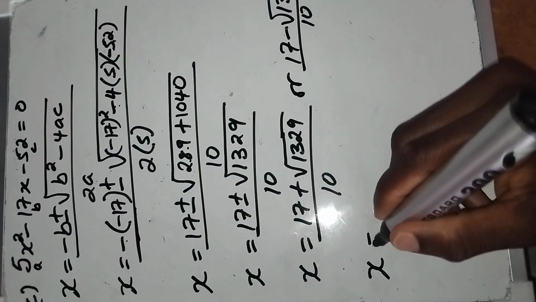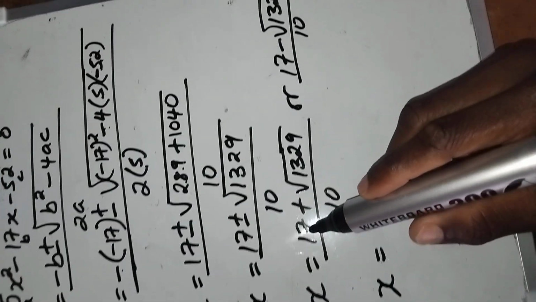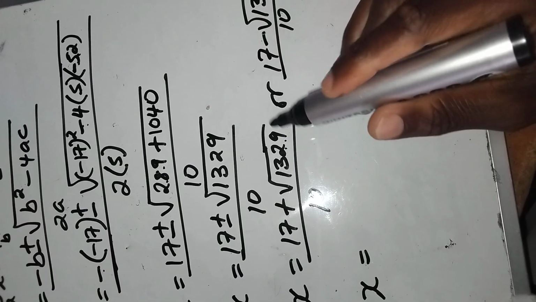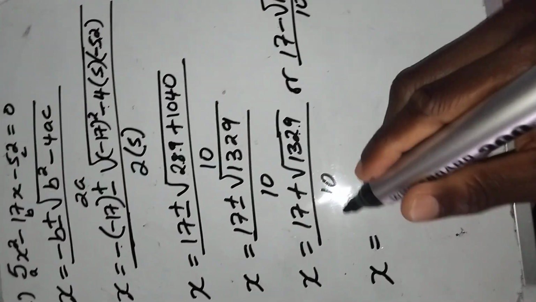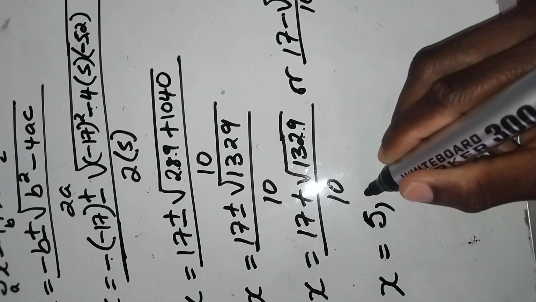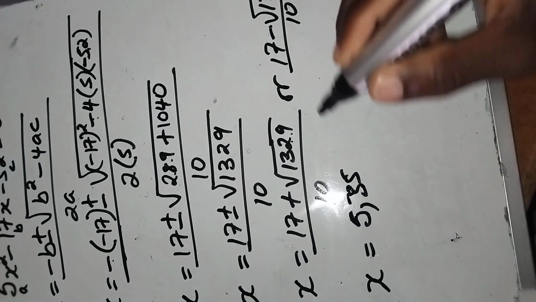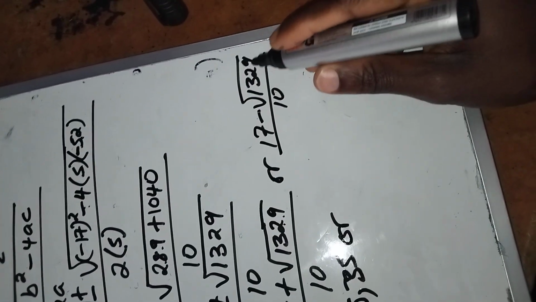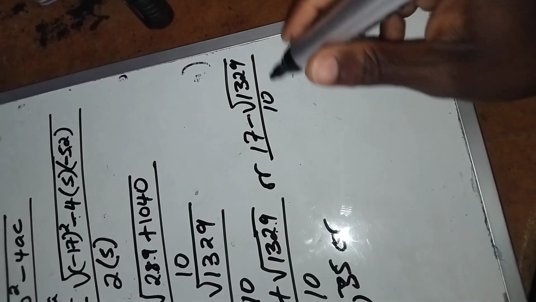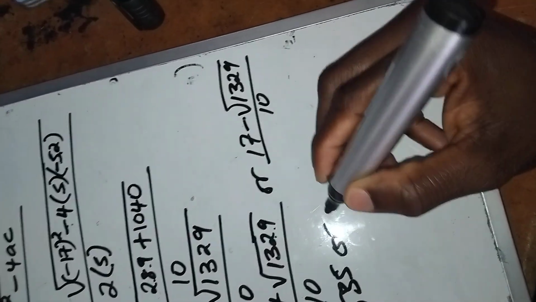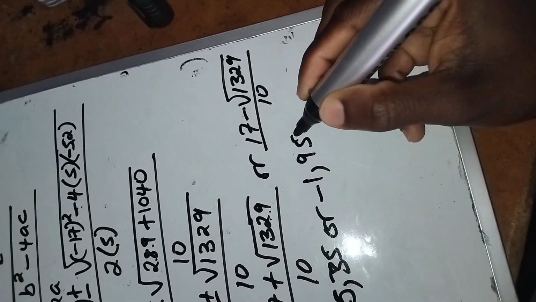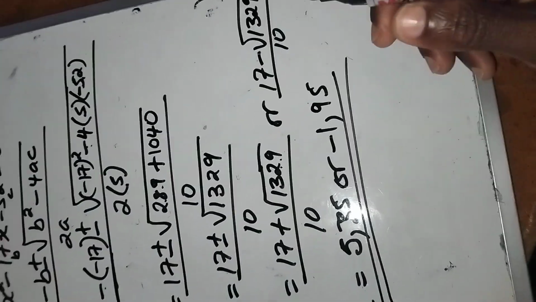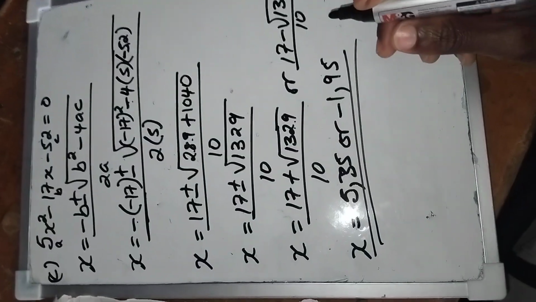So x is equal to, first, 17 plus root 1329, work out the answer, then divide by 10, and we get 5.35. Then here 17 minus root 1329, get your answer, then divide by 10, and we get negative 1.95. So these are our values of x.